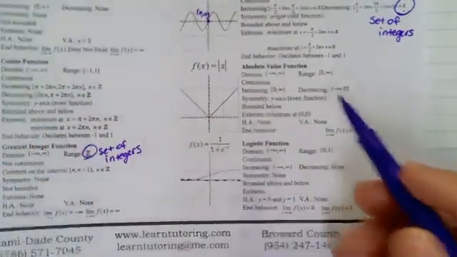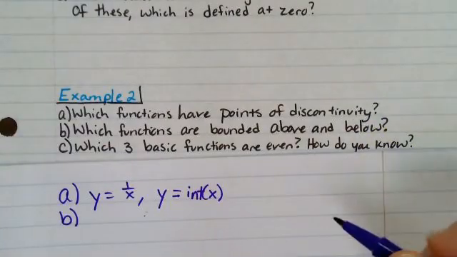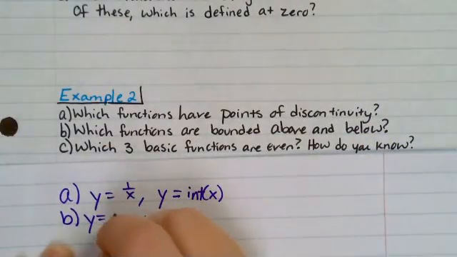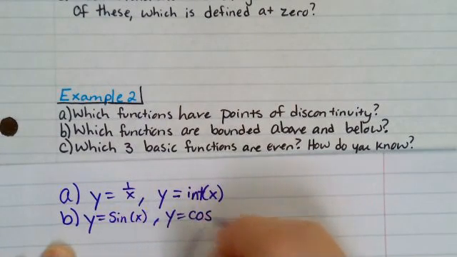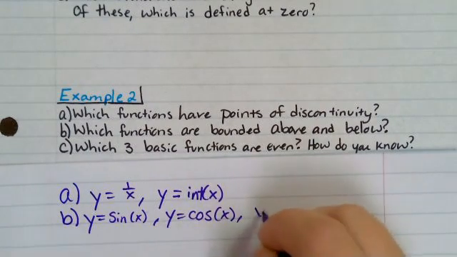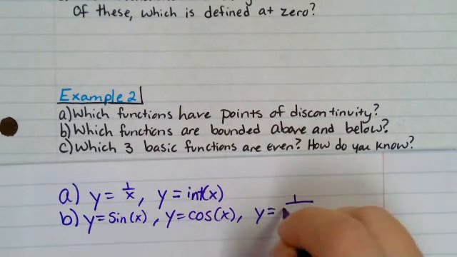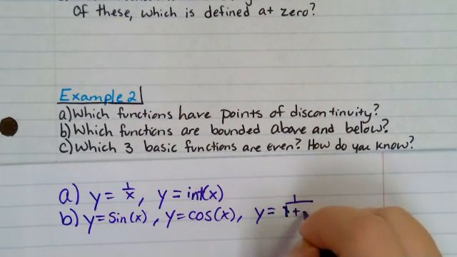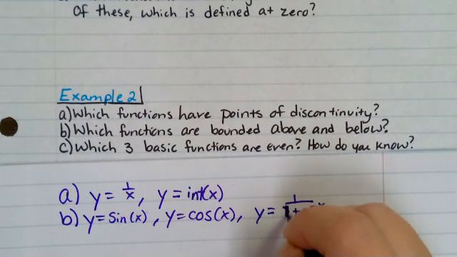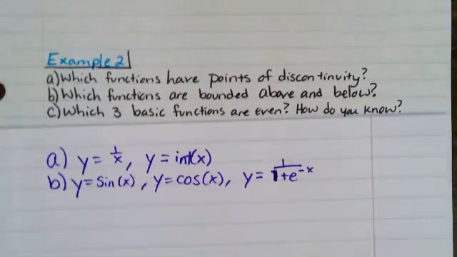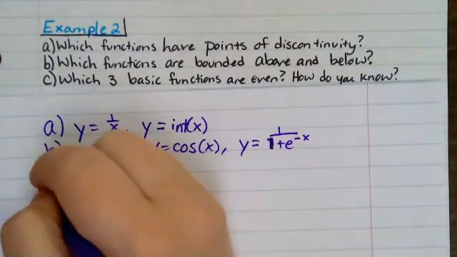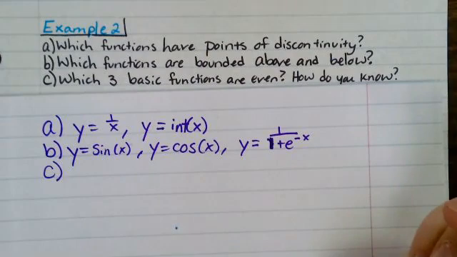Ooh, there's a third one, logistic. Okay, so actually we've got 3 there. So I'm going to say we've got y equals sine of x, y equals cosine of x, and then y equals 1 over 1 plus e to the negative x. Okay, those are bounded above and below. Last question on that example, which 3 basic functions are even and how do you know?